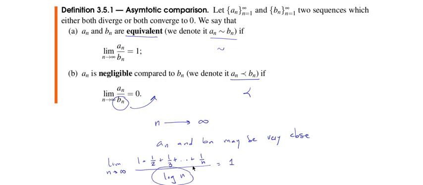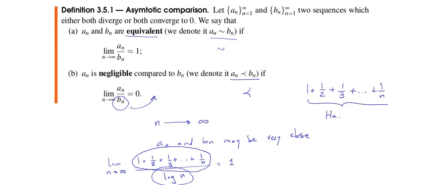We know that the logarithm of n, when n goes to infinity, is equivalent to this sum, 1 plus 1 over 2 plus 1 over 3 plus up to 1 over n, which is called the harmonic sum, and this is an interesting proof of this result. The harmonic sum goes to infinity when n goes to infinity.